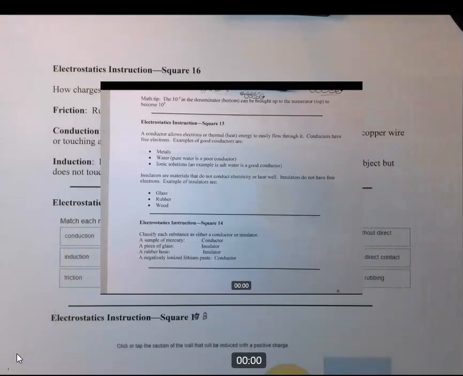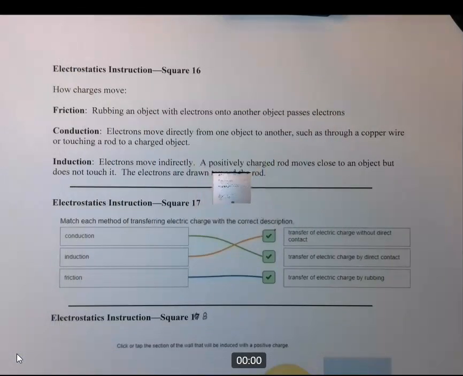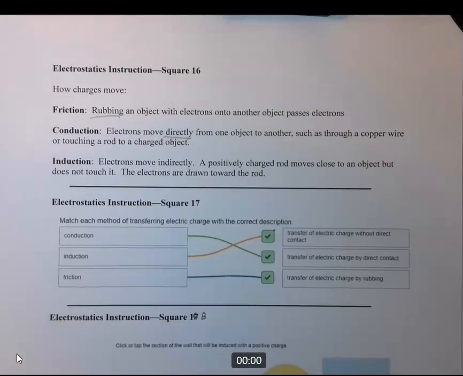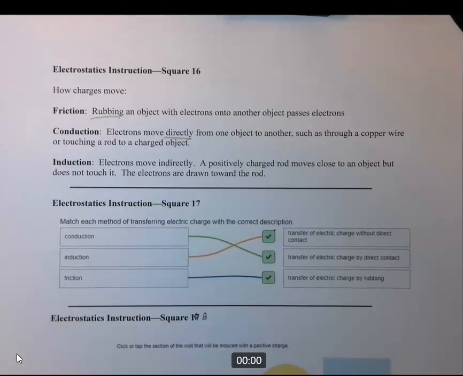All right, and now we're moving on to square 16. 15 was just kind of a little introduction to the next topic. So how charges move. Friction, rubbing. The key word is rubbing. An object with electrons onto another object passes electrons. Next is conduction. Electrons move directly. That's the key word to conduction, is directly. So keyword and keyword. Electrons move directly from one object to another, such as through a copper wire or touching a rod to a charged object.